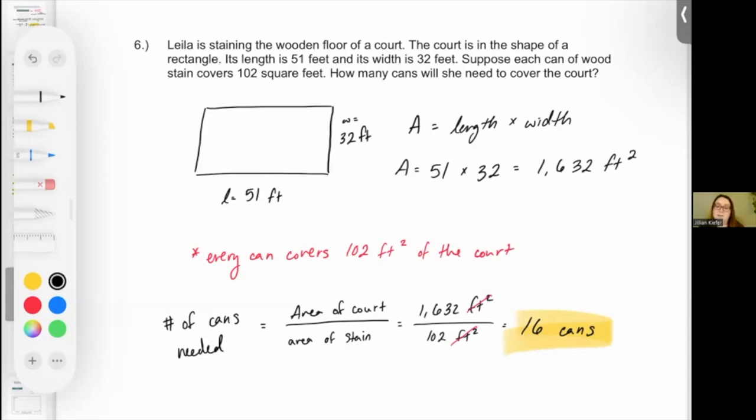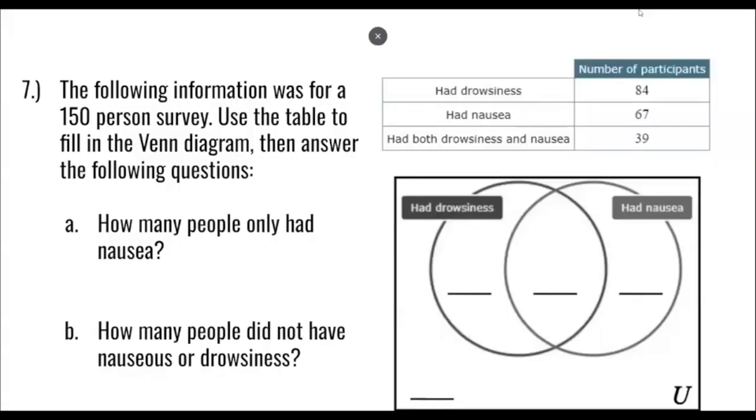So, all right, that wraps up example 6. Let's go on to example 7. For problem 7, we have the following information from a 150-person survey. Use the table to fill in the Venn diagram, then answer the following questions. A, how many people only had nausea? And B, how many people did not have nausea or drowsiness? So we're answering these two questions based on the information in the table that we're given.